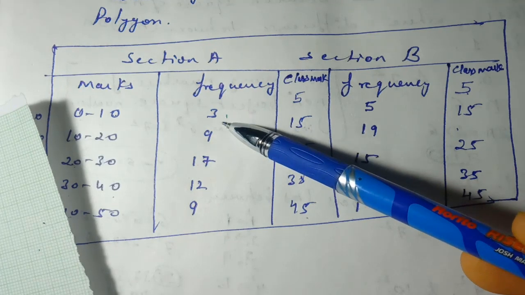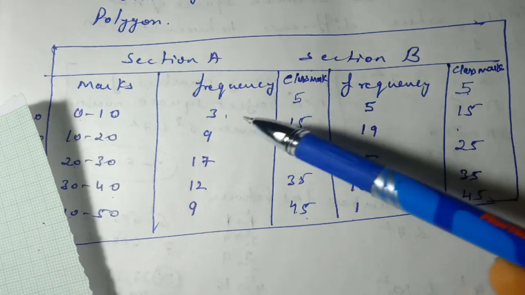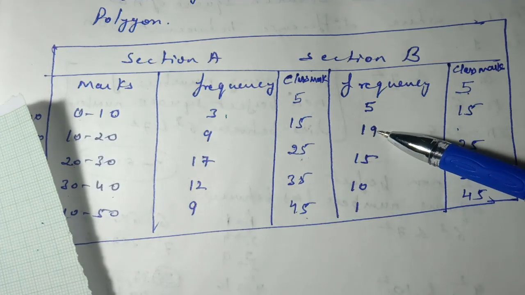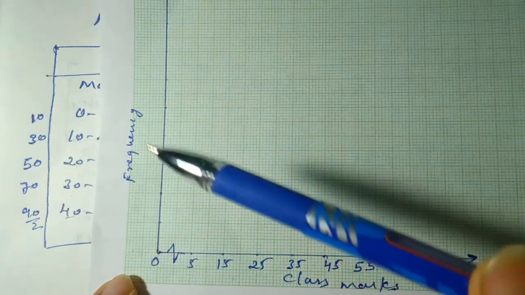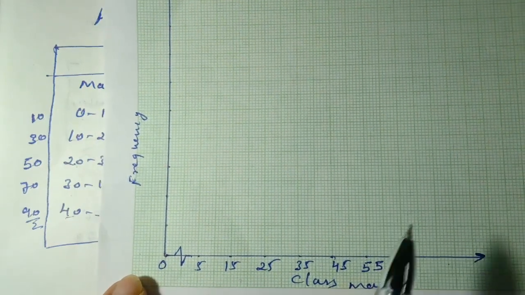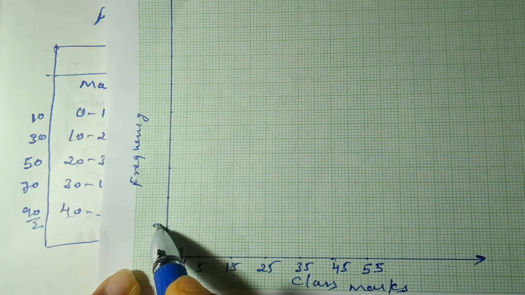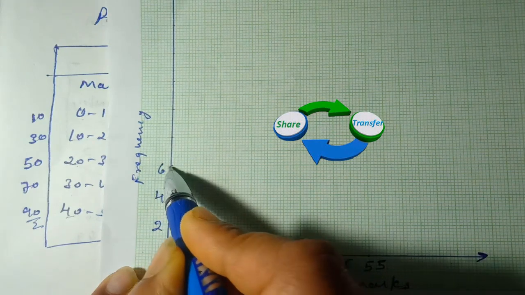Then on the y-axis we have to plot the points of frequency. So let us first identify the highest number. We have 19. If we mark the numbers taking 1, 2, 3, 4 in continuity, our graph will be too long. So what we're going to do is take a difference of 2. First point 2, then 4, then 6.